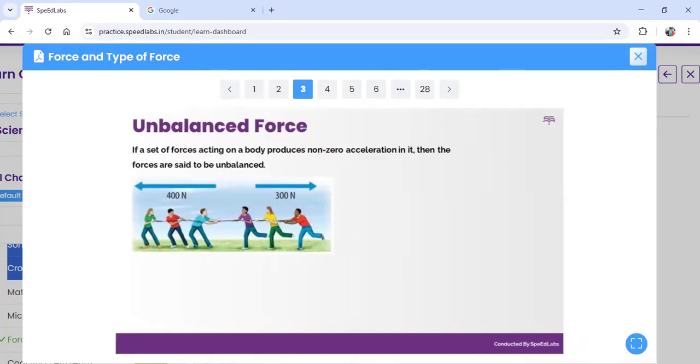Next, unbalanced force. If a set of forces acting on a body produces non-zero acceleration in it, then the force is said to be unbalanced. You can see there are three persons applying 400 newtons. Here, three persons are applying just 300 newtons. So the force along the left direction is more than the right direction. So it is an unbalanced force.